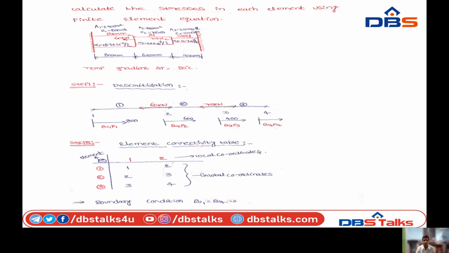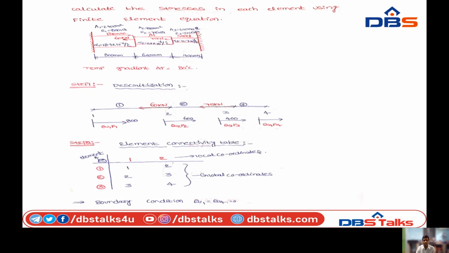Next, coming to the second step, it is the element connectivity table. In the element connectivity table, based on the three elements given in the problem, the elements are written on the left side, and I am highlighting those by circles. 1, 2, 3 are the elements. For the first element, nodes are 1, 2. For the second element, nodes 2, 3. For the third element, nodes are 3, 4.